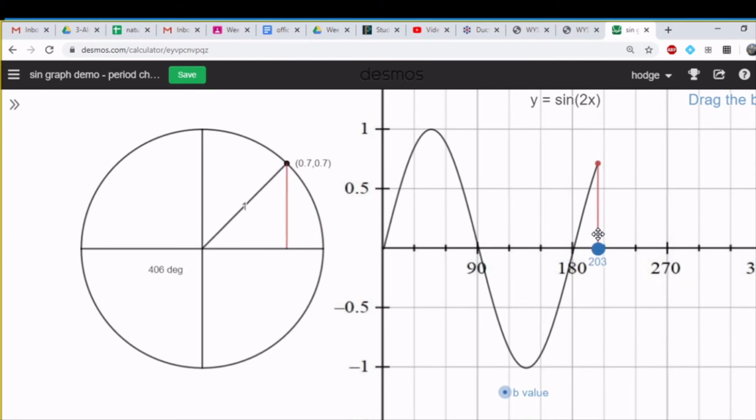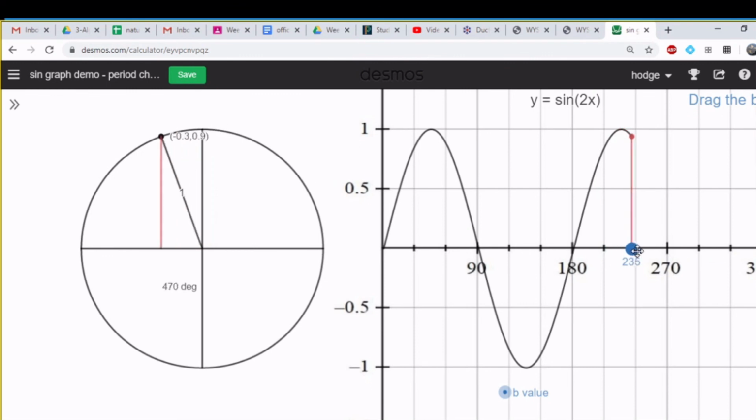So when x is 200, plug a 200 for x, 2 times x is 400. So 360 plus another 40 would get us to 400, or another 45 would get us to 405. Sine ratio is that y-coordinate of 0.7, so sine ratio is 0.7. Input was 202, and we keep going.